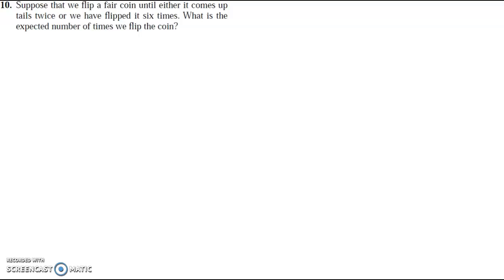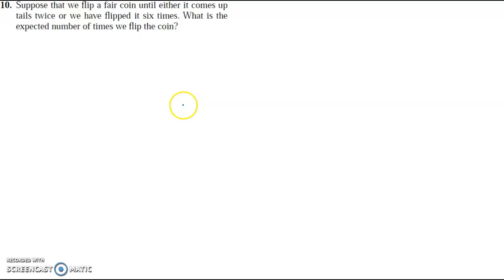Great, so let's try the next problem, which is number 10. Suppose that we flip a fair coin until either it comes up tails twice or we have flipped it 6 times. What is the expected number of times we flip the coin?